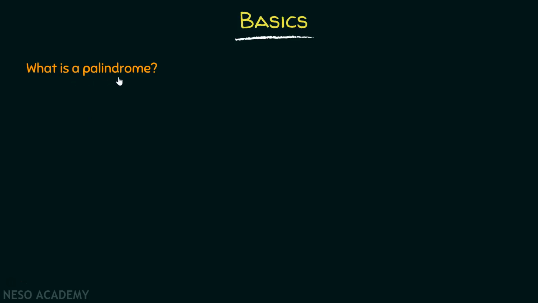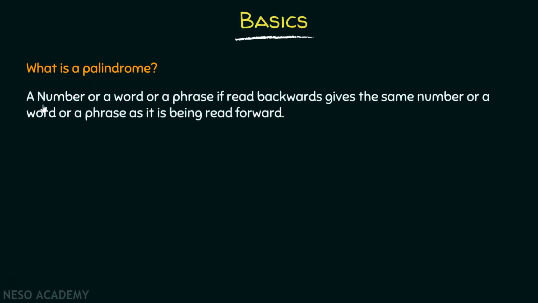What is a palindrome? A number or a word or a phrase, if read backwards, gives the same number or a word or a phrase as it is being read forward. So a palindrome is a number, or it is a word, or it is a phrase. If we read it from the backwards, it actually gives the same result as if we read it from the forward. Let's consider one example.